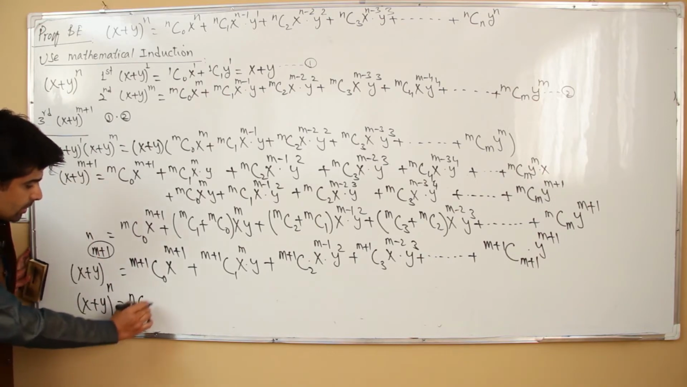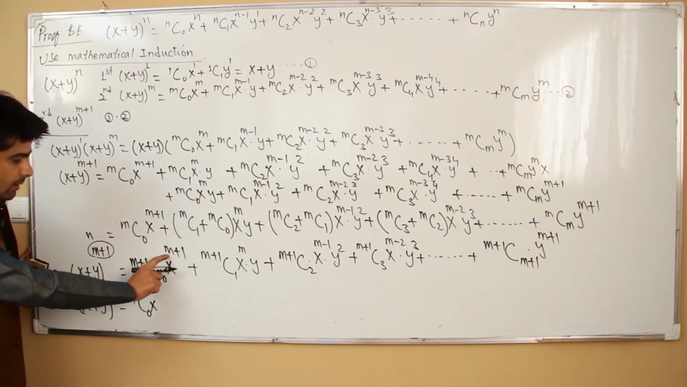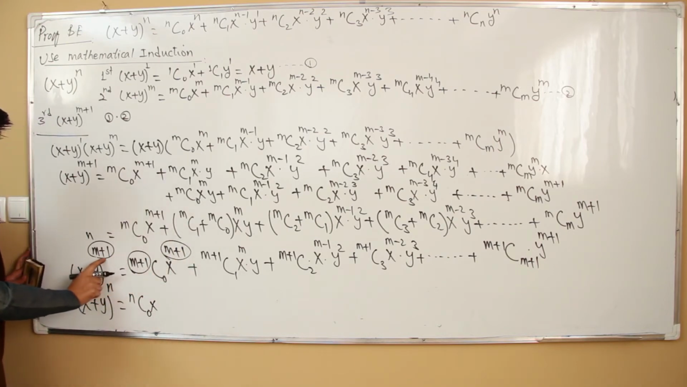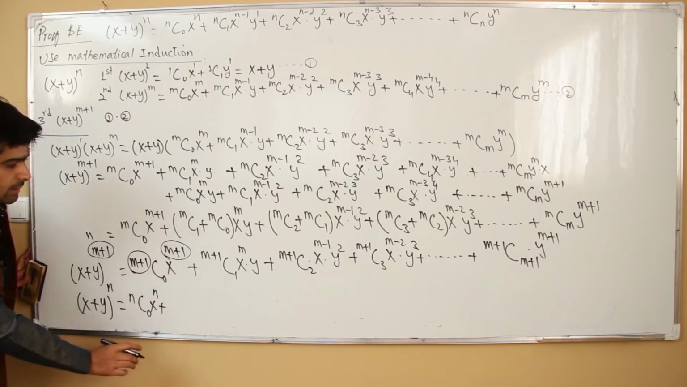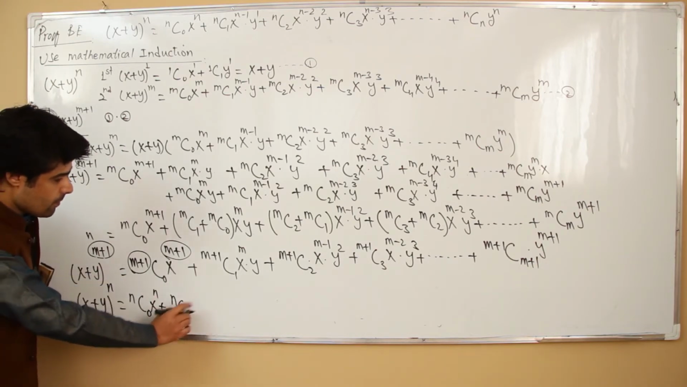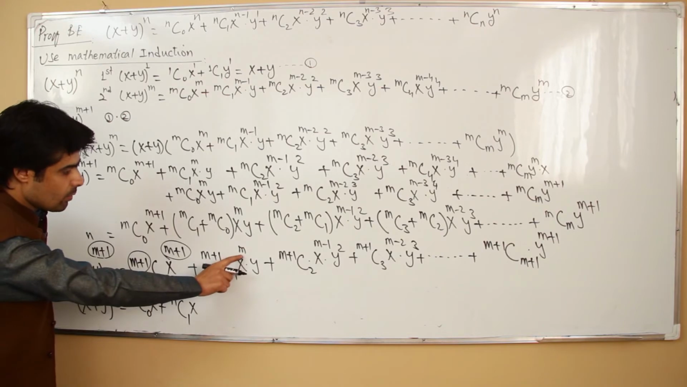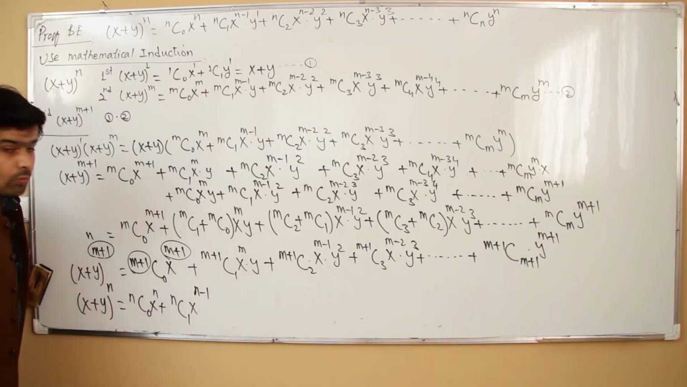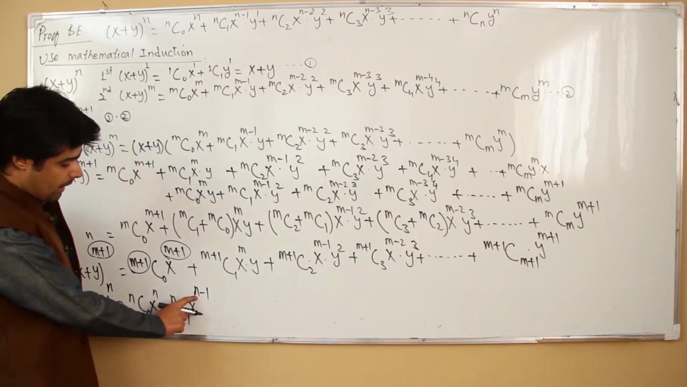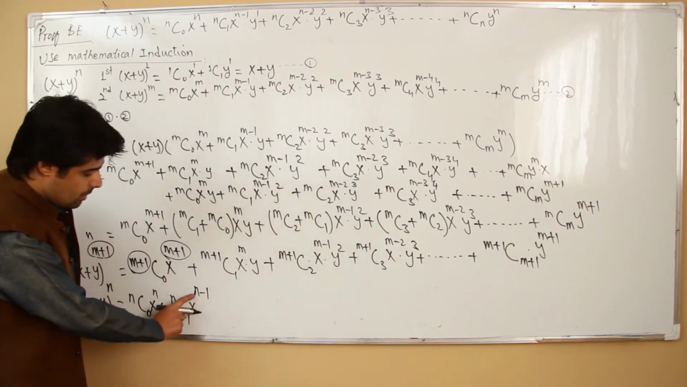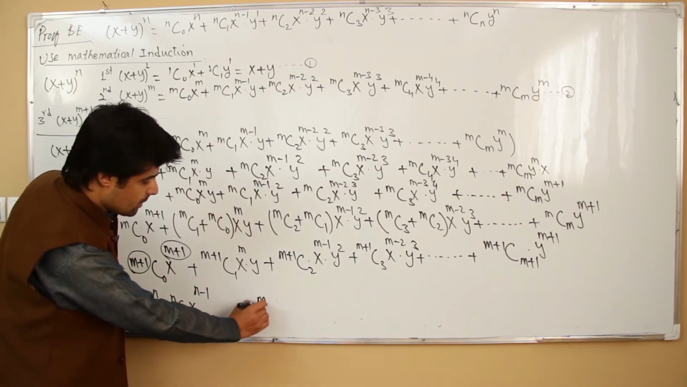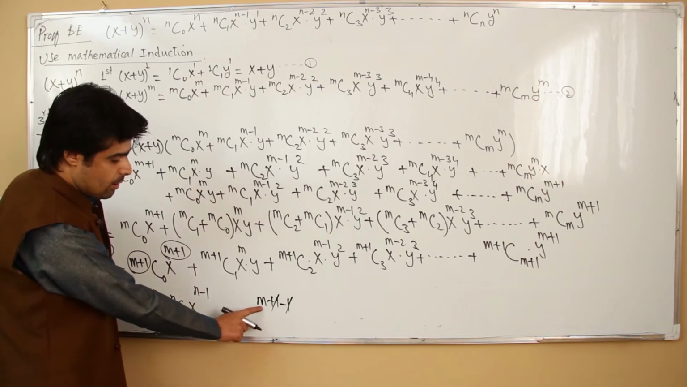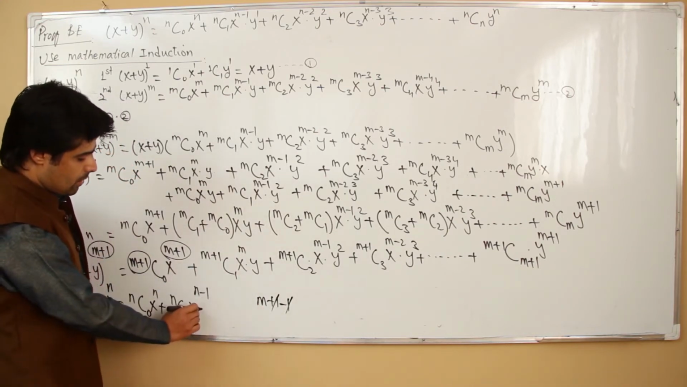nC0 x to the power, this is n. This with this one, they are the same, n, plus nC1 x to the power, what is this one? This is n minus 1. Why? Because n is what? n is m plus 1 minus 1. 1 with 1 we can cancel. Now we have m times y.